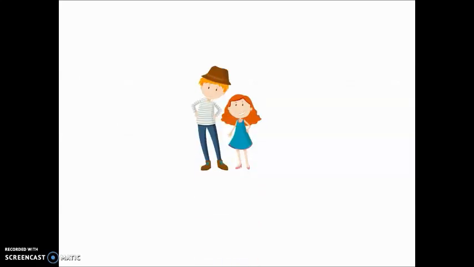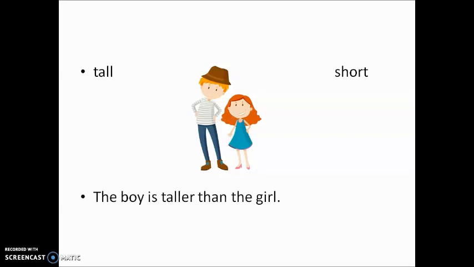Now we want to make a comparative or a superlative about these pictures. In this picture we can see a boy and a girl. So we want to use the comparative because we are comparing between 2 people. The 2 adjectives are tall and short. The first example is the boy is taller than the girl. And we can say the girl is shorter than the boy.